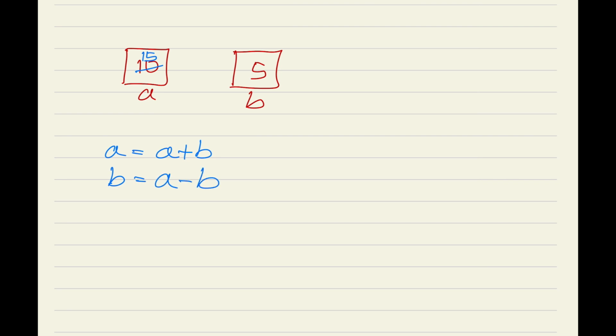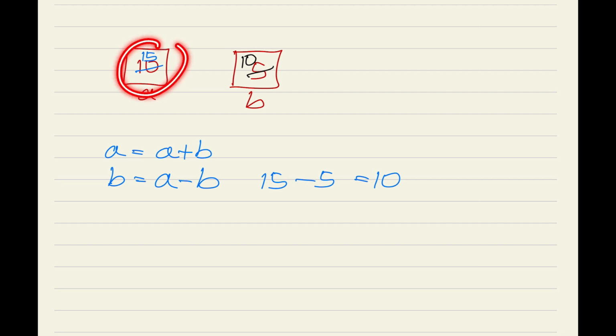So here if I write B equal to A minus B, the value of B becomes 15 minus 5, so that is equal to 10. So this 10 is our desired value that we want to store in B. So now the value of B becomes 10. So we want to store 10 in B.